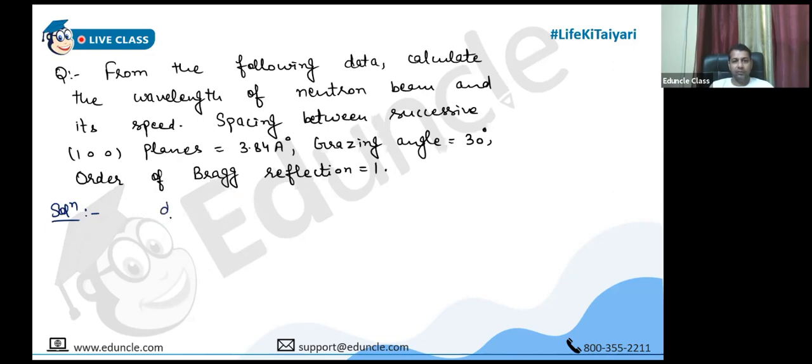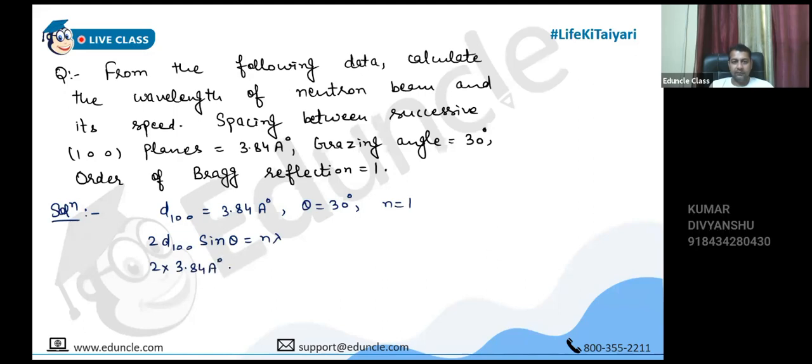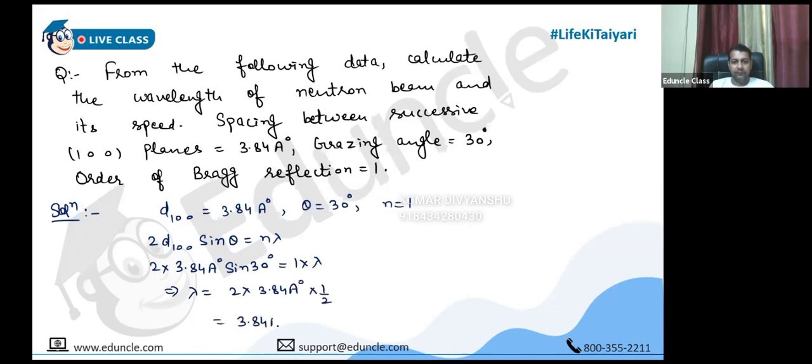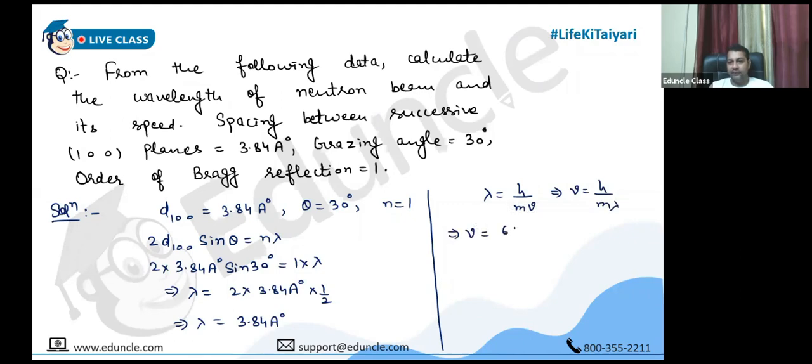Spacing is already given. No need to solve now. Direct spacing is given. So 2d sine theta equal to n lambda. Now you can make use of this formula, and from here, v is h upon m lambda. You can get the velocity of the neutron. Please calculate.